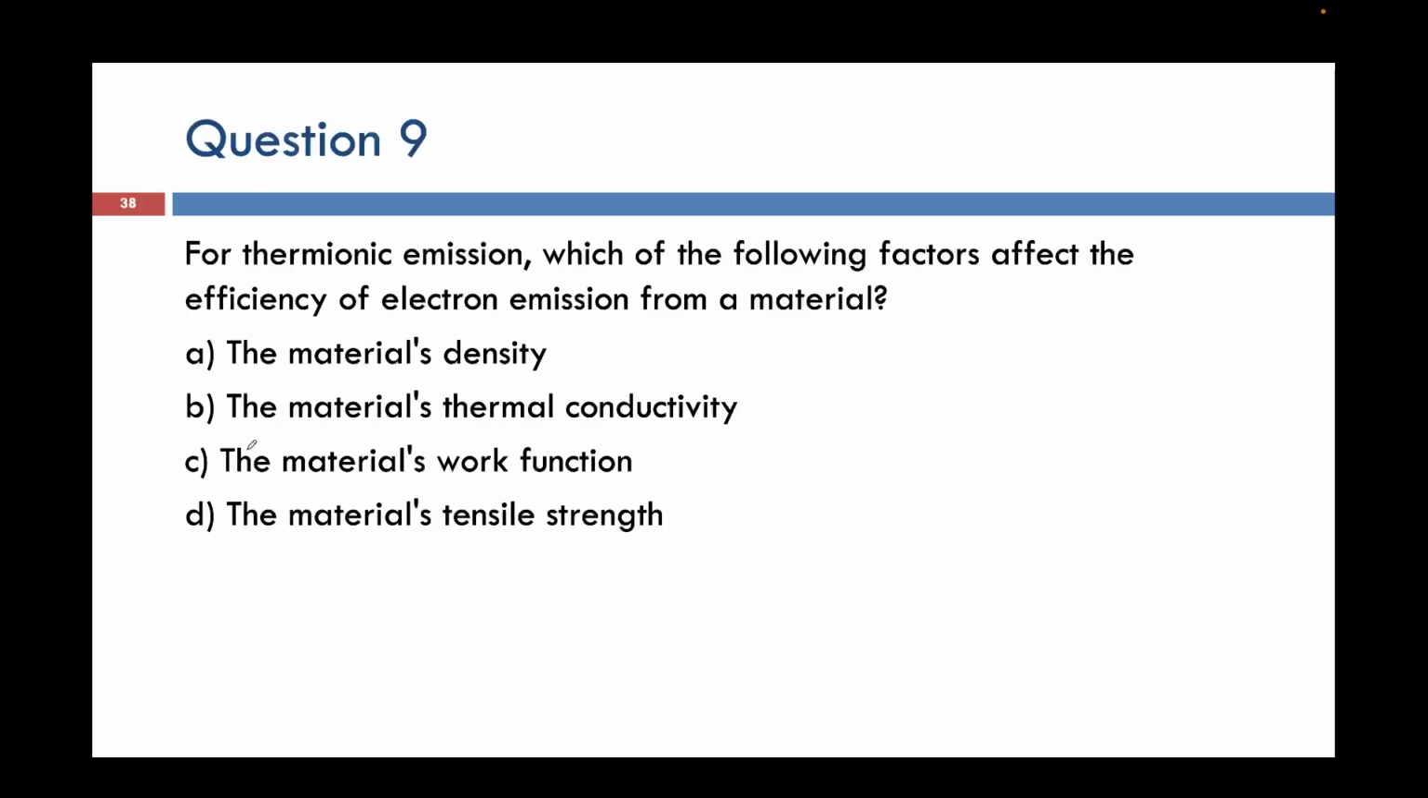So the next question, this is a straight question. For thermionic emission, which of the following factors affect the efficiency of the electron emission for a material? Material's density, material's thermal conductivity, material's work function, material's tensile strength. Thermionic emission means I am talking about an electron gun here. Electrons are coming out, and thermionic emission means temperature is greater than 2700 Kelvin. Which is the factor that will affect?